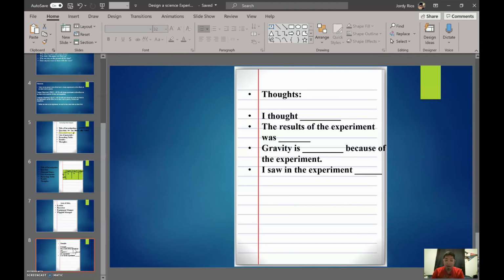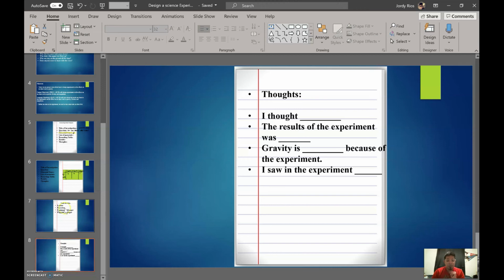Next, I saw in the experiment that the car traveled... based on its height. The further it was from the ground, the closer it was to the ground... okay? What do you think? Fill in these sentences and write them out, okay? Then I want you to share with your partner, okay? And that'll be all for class, okay?